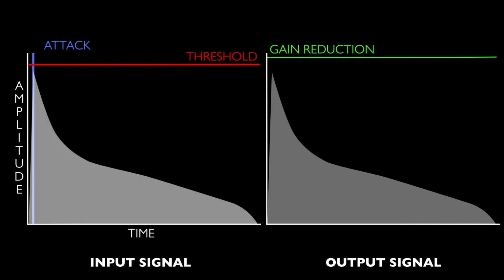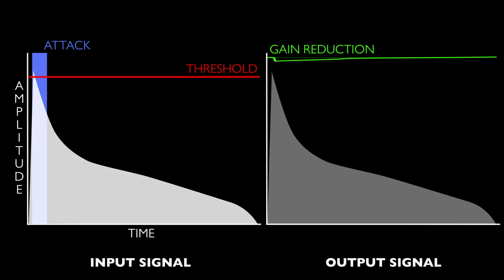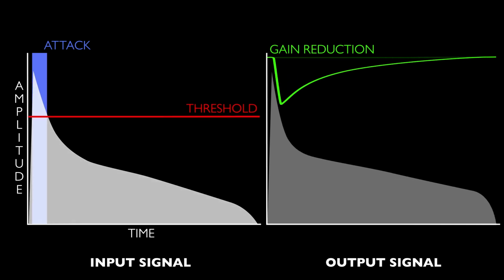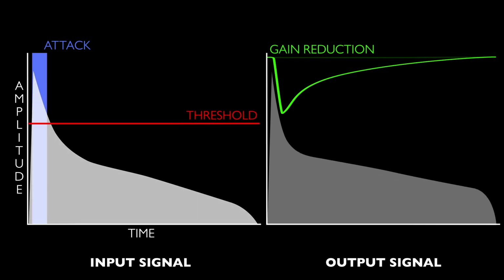We can see the transient portion of the note and the range in which the attack control operates. The graph on the right shows the compressed output signal. The green line shows the gain reduction applied by the compressor. We can see how the attack control affects the gain reduction applied to the transient portion of the note. When you lengthen the attack time, you're allowing the transient portion of the note to pass through the compressor at its full volume before the compressor clamps down on the decay portion of the note.